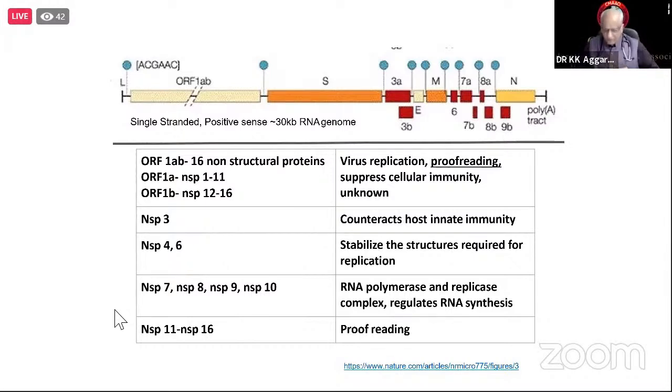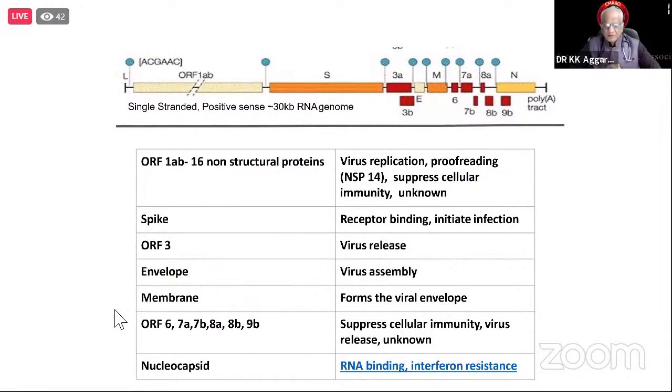Now what people say is, I will come back, and these are spike protein receptor binding, initiating infection. ORF3 is for virus release. Envelope is for virus assembly. Membrane forms the virus envelope. ORF6 to 9 suppress cellular immunity and aid virus release, and nucleocapsid is for RNA binding and interferon resistance. Therefore, every part of the virus is important.